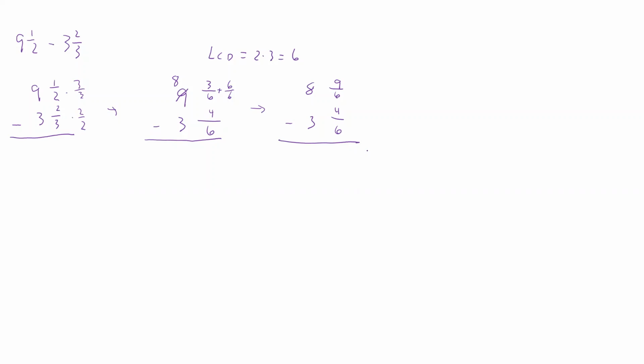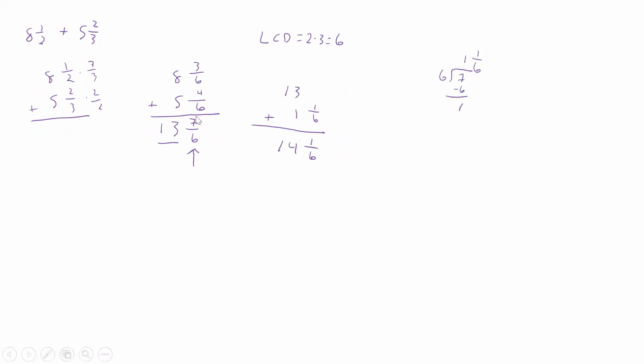And now we have our problem we can work. Well, 8 minus 3 is 5. 9 minus 4 is 5 over 6. And so that then would be our answer. Okay. And so these are the kind of the special cases.